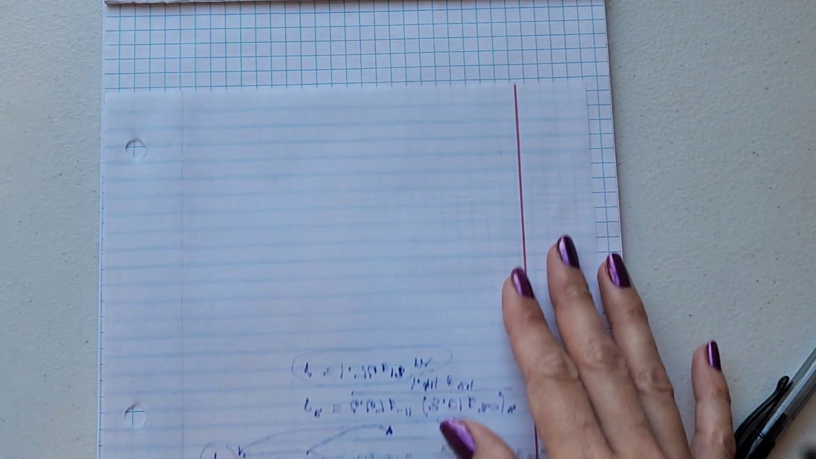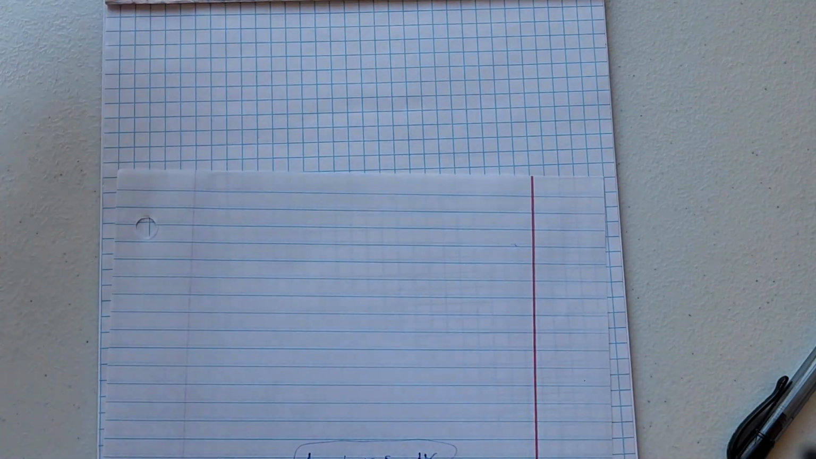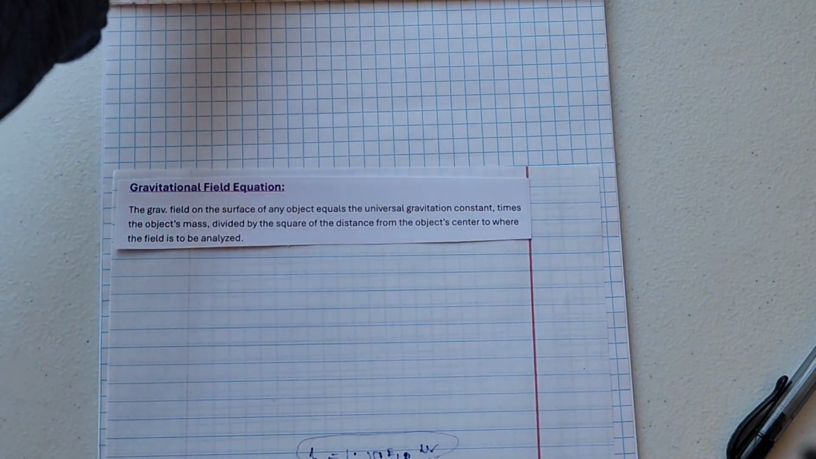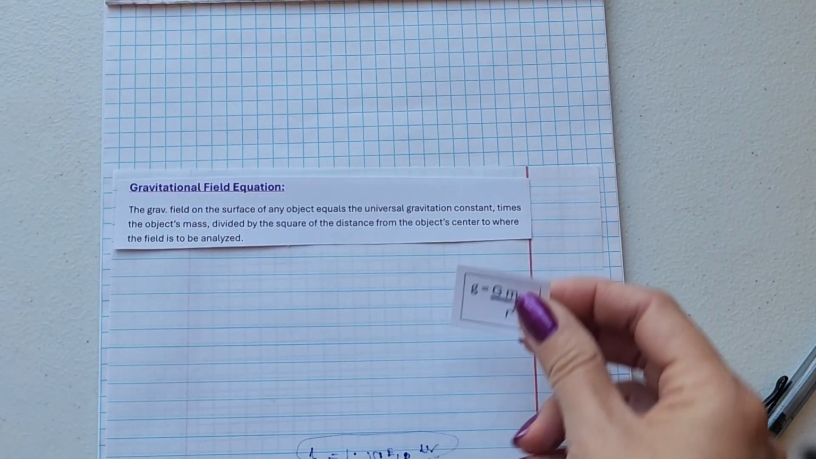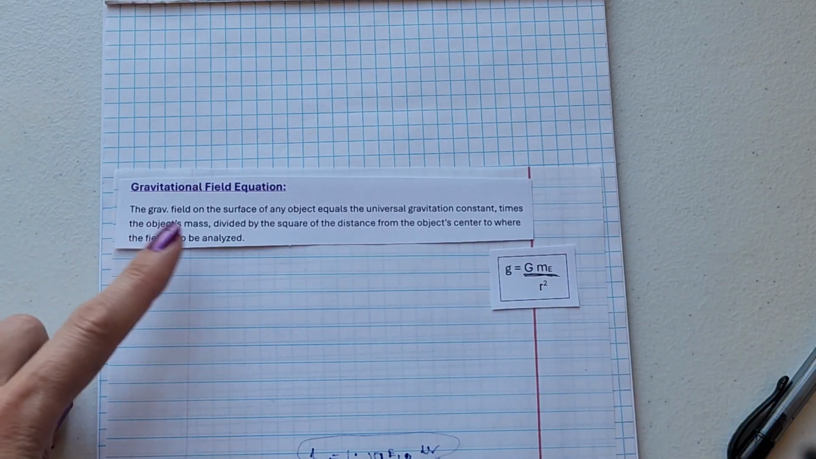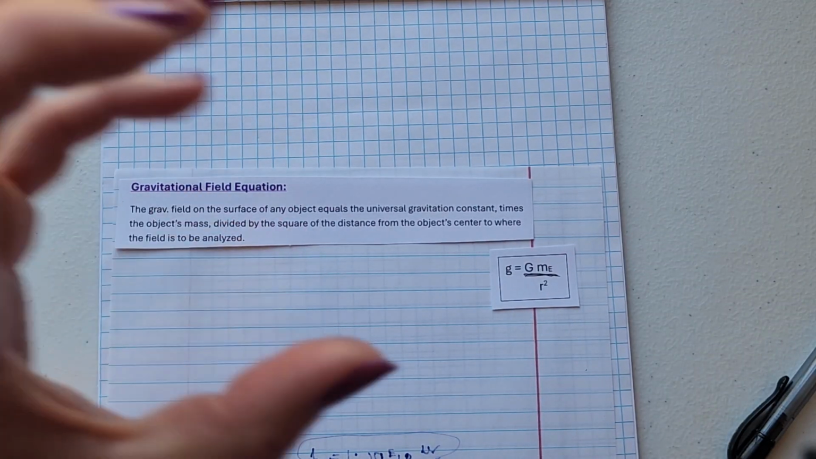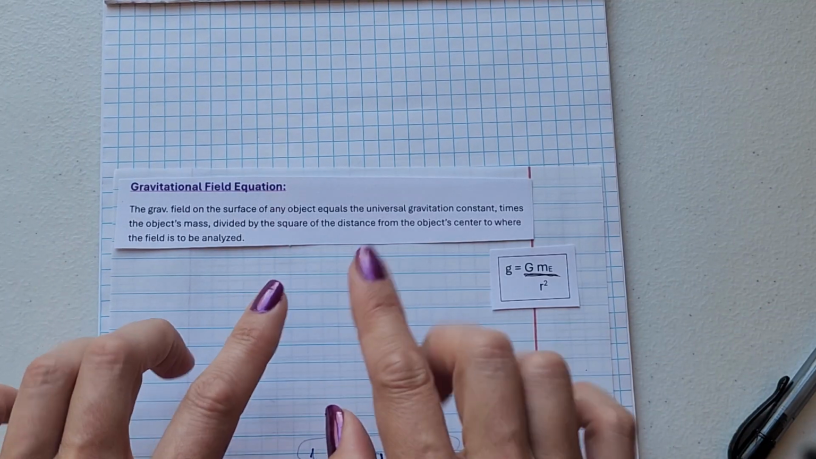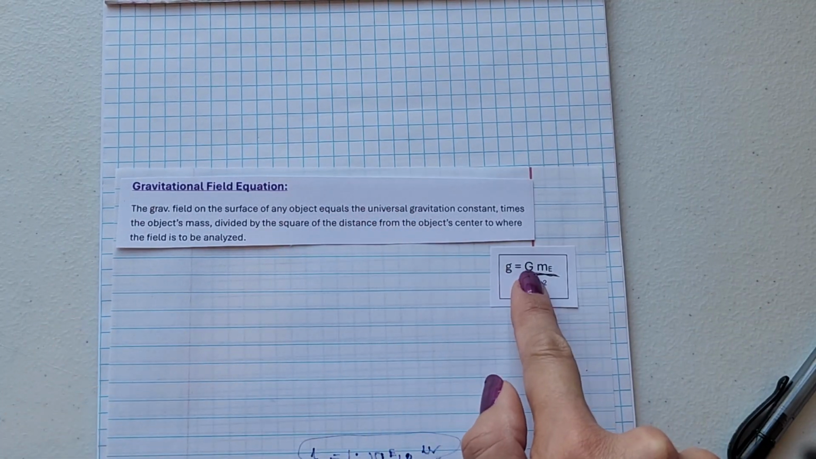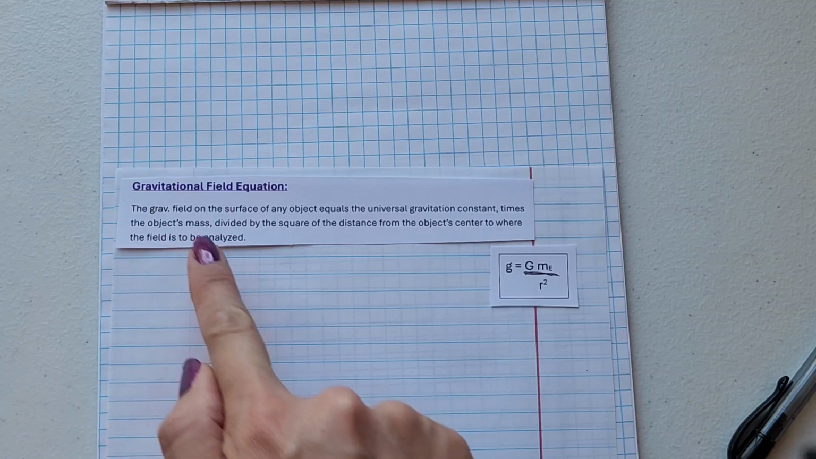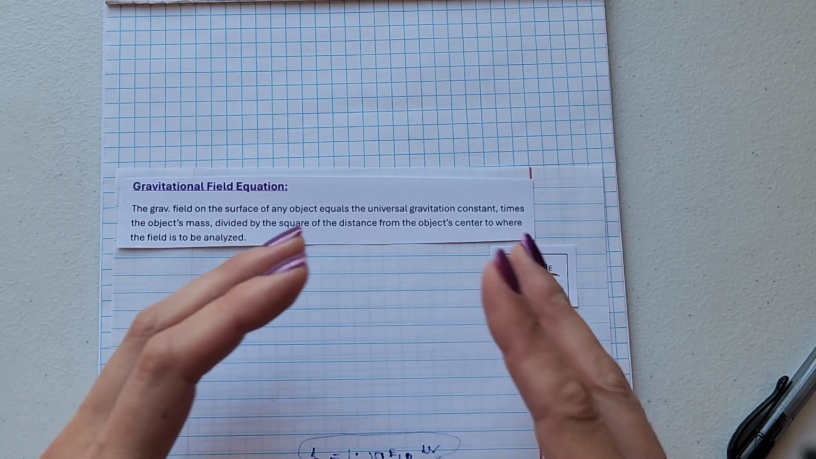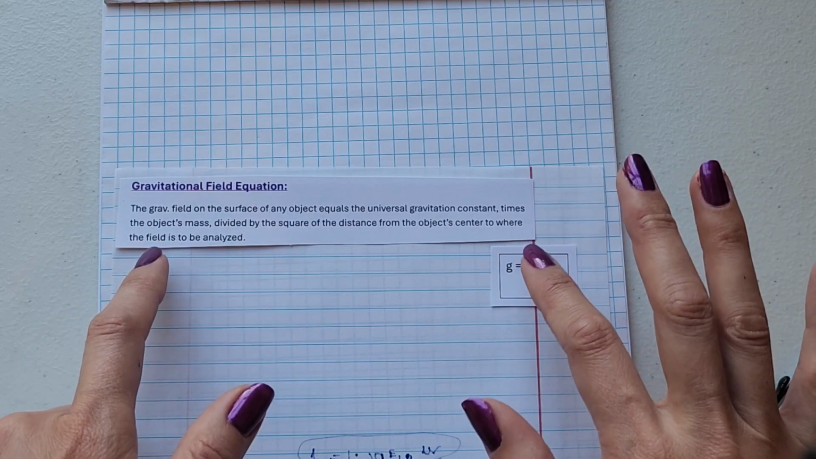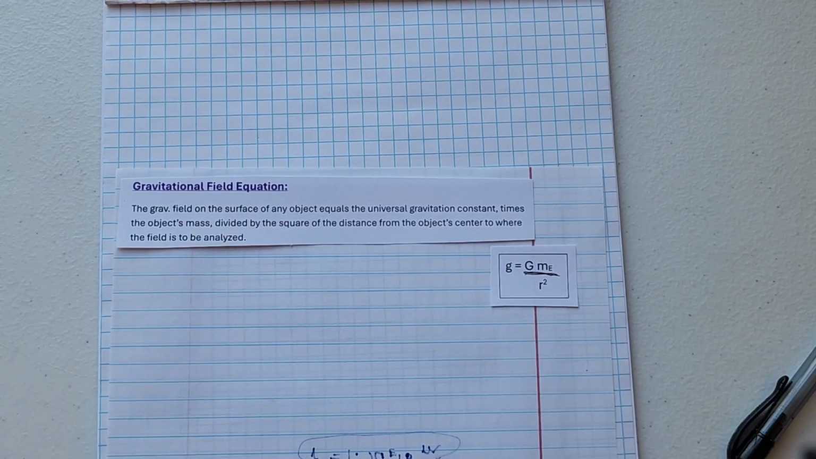All right, we're going to do one more thing. We're going to look at the gravitational field. The gravitational field on the surface of any object, it could be a softball or a baseball or the Earth, it doesn't matter what the object is, equals the universal gravitational constant times the object's mass divided by the square of the distance from the object's center to maybe the surface or wherever the field is to be analyzed.